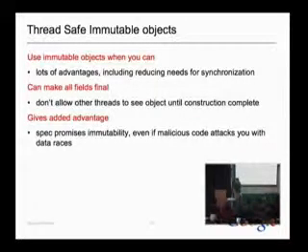If you make all of your fields final, and you don't allow other threads to see the object that you're constructing until the construction is complete, so for example, you don't have a line in the constructor that says some global reference equals this, then the Java memory model actually promises that that object is going to appear to be correctly constructed and immutable to all of the other threads in your program, even if some malicious code tries to attack you with a data race.